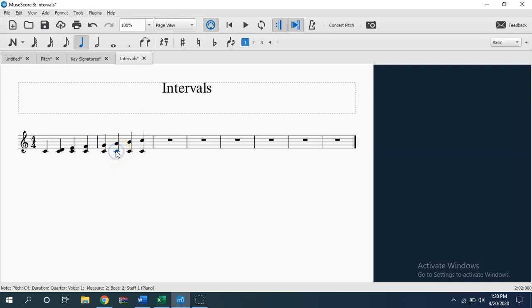Next we have C to A. We talked about this. This is a sixth. 1, 2, 3, 4, 5, 6. That is also a major interval. Major. Happy sounding. C to B, 1, 2, 3, 4, 5, 6, 7. Also major, but listen to that quality again, to that sound. That's a sound of something that's trying to go somewhere. You can hear it. It needs to be resolved.